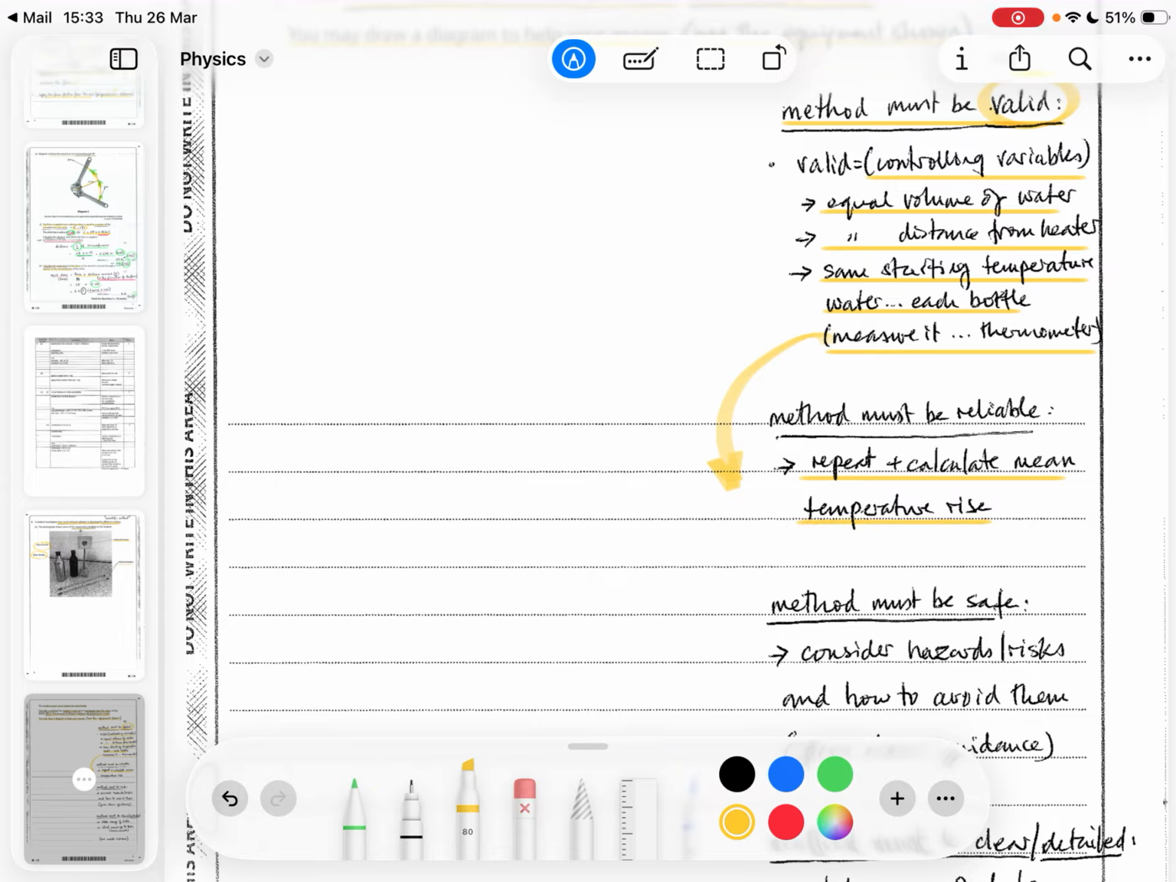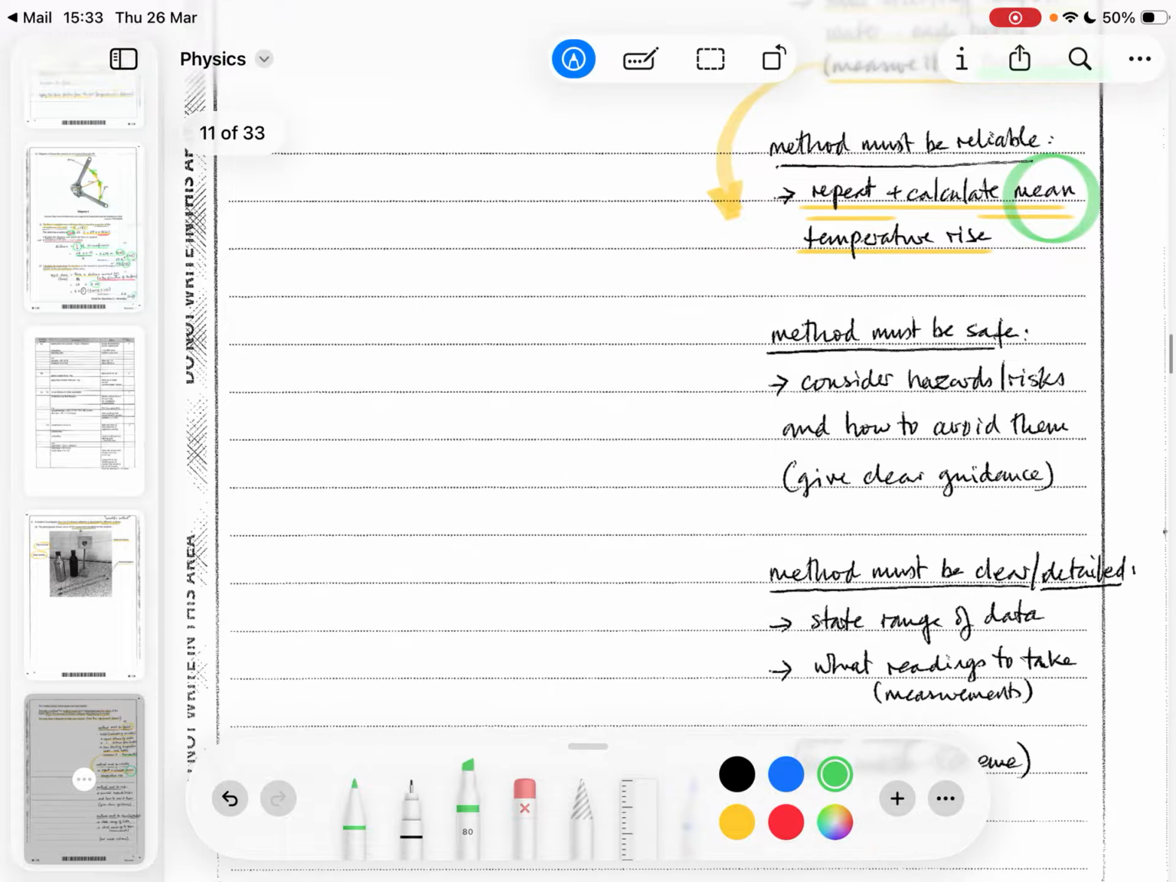Yeah? So whenever you repeat, don't say I'm going to repeat the experiment. Why do you repeat it? So you can get an average. What kind of average? You want it to be the mean average, not the mode or the median. You want the mean average. Okay? And obviously you're measuring it with the same thermometer, accurate to the same number of degrees centigrade.